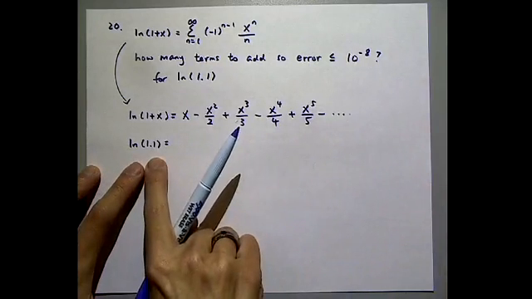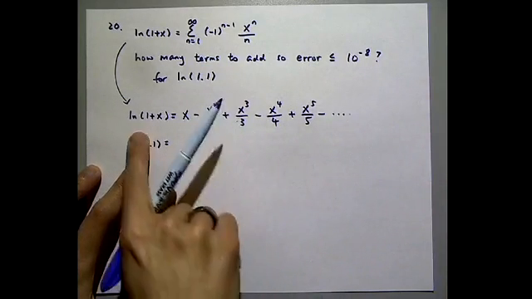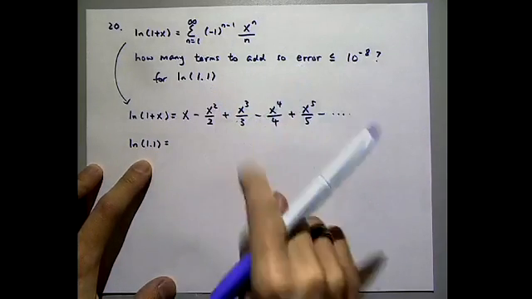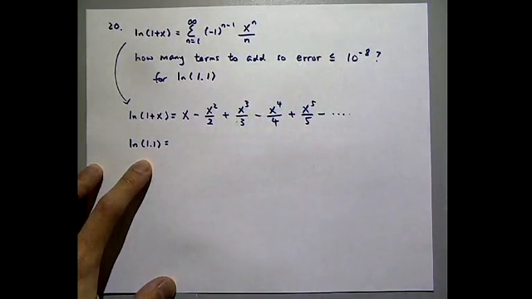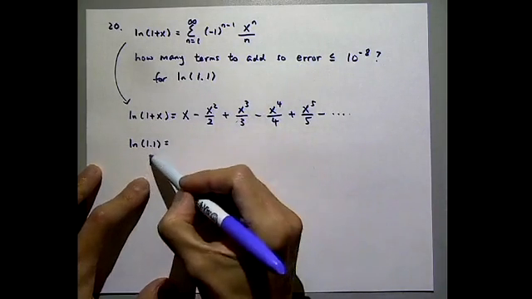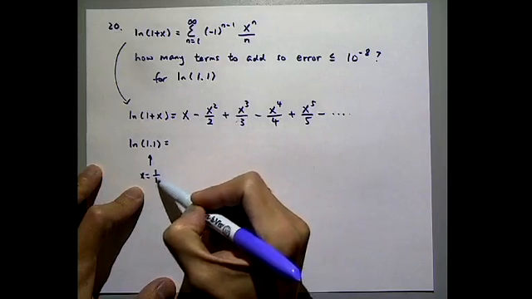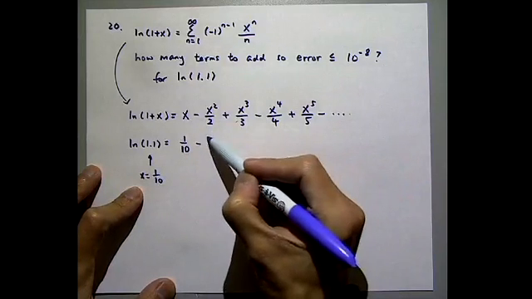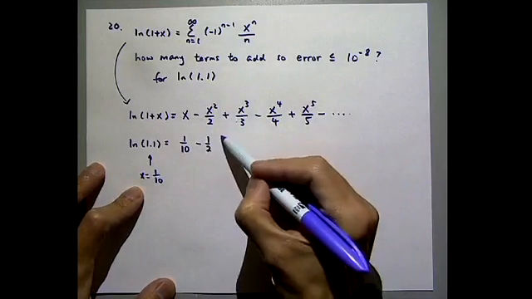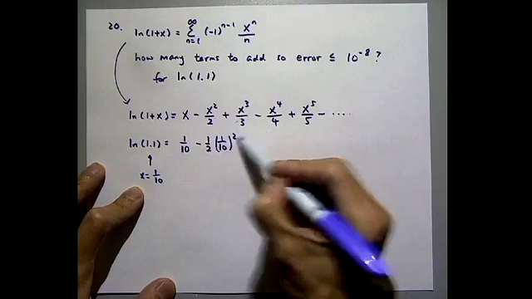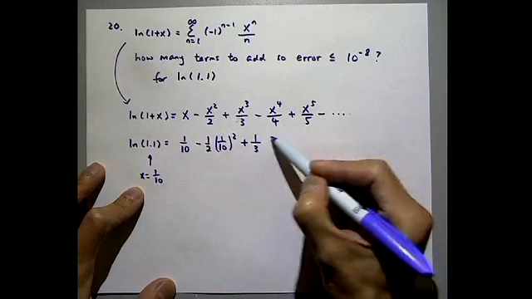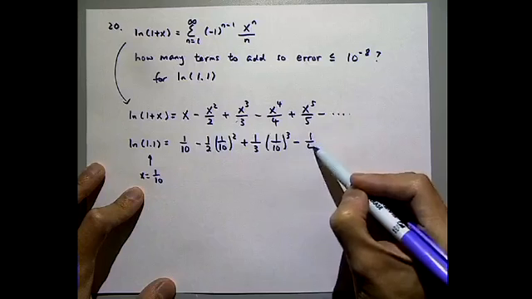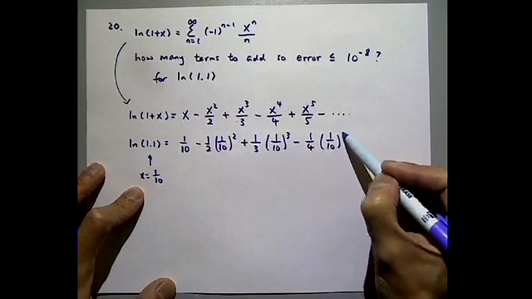That's the series we got here. If I want to know natural log of 1.1 using this Maclaurin series, that means I let x be what? 0.1, right. So x is equal to 0.1 or 1 over 10. So that's 1 over 10 minus 1 over 2, 1 over 10 squared, plus 1 over 3, 1 over 10 cubed, minus 1 over 4, 1 over 10 to the 4th, and so on.